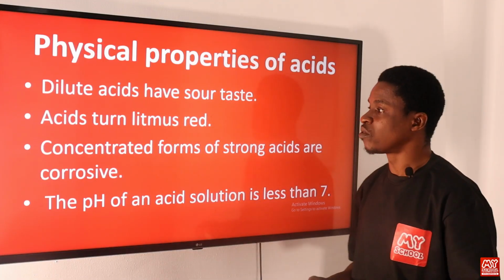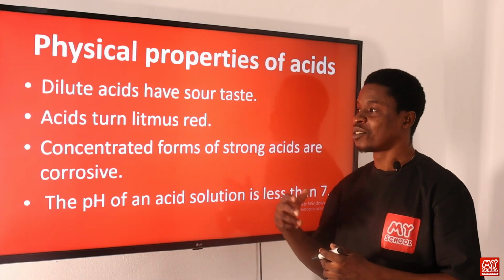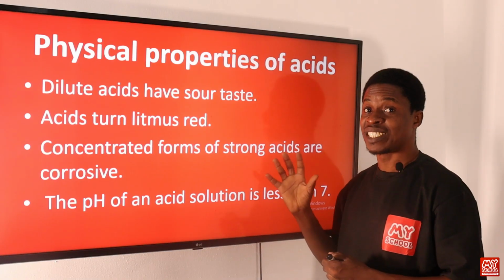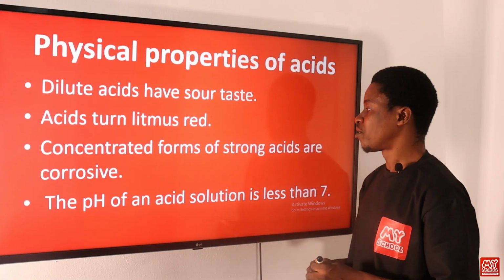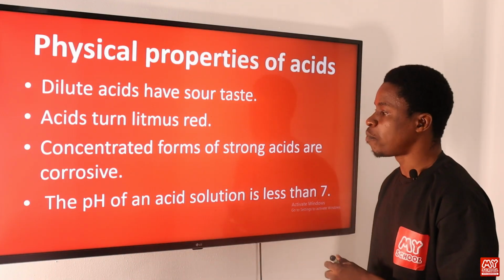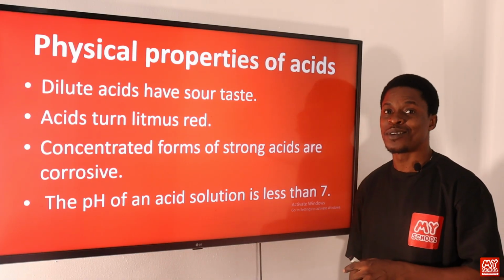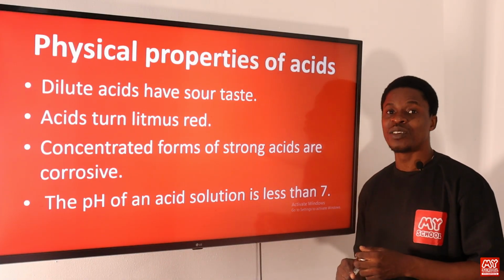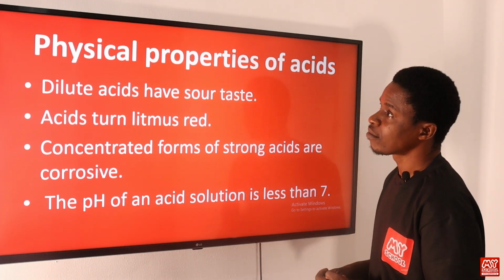The third one says concentrated forms of strong acids are corrosive. Those that are concentrated, where you have a large amount of acid in them, we say they actually are corrosive. And then the fourth one is that the pH of an acid solution is less than 7. Once it's above 7, it is no longer acidic, it becomes basic. Let's move on to the next slide now.